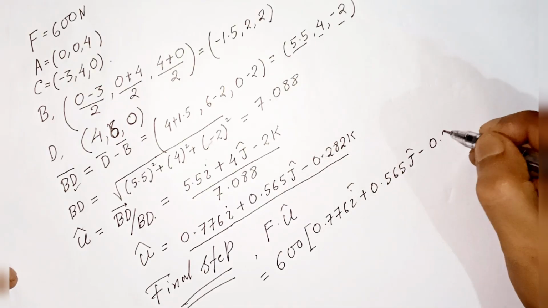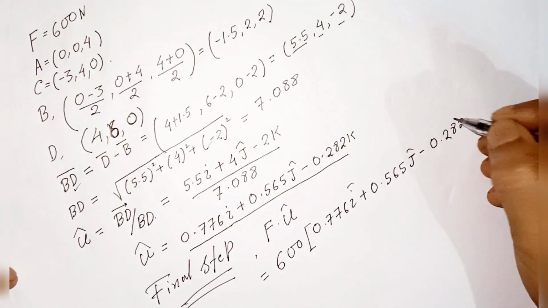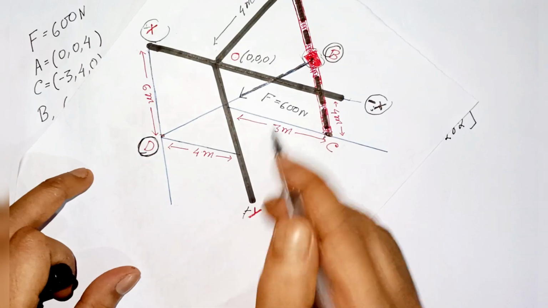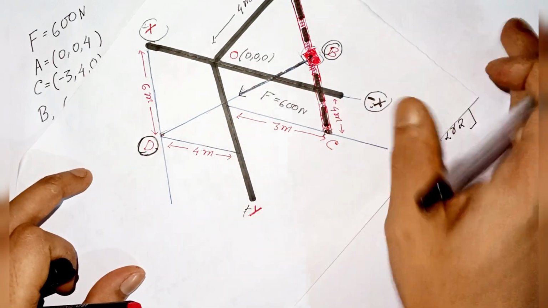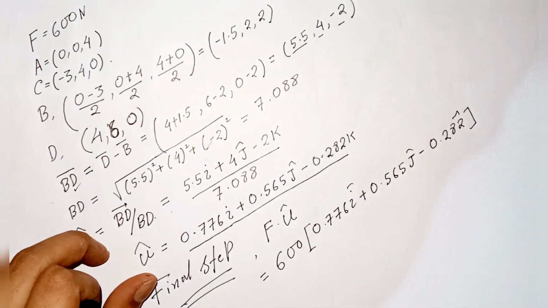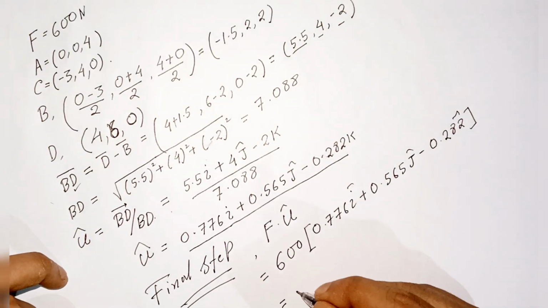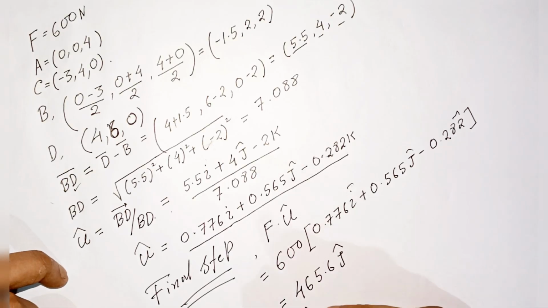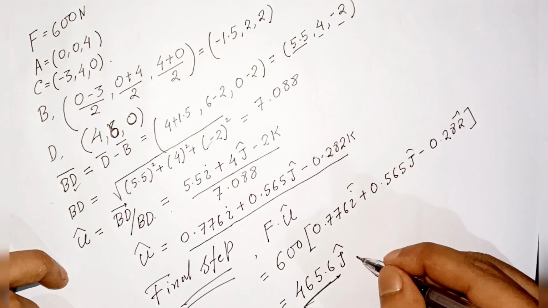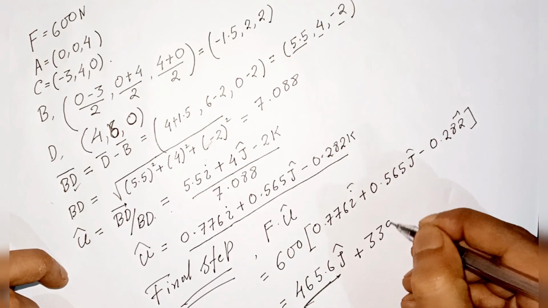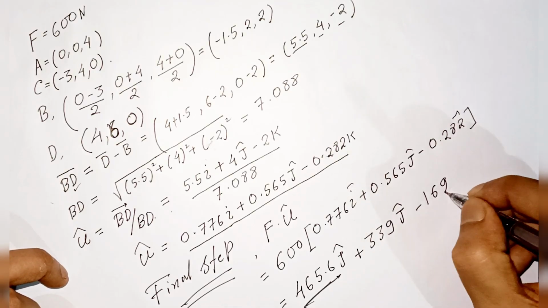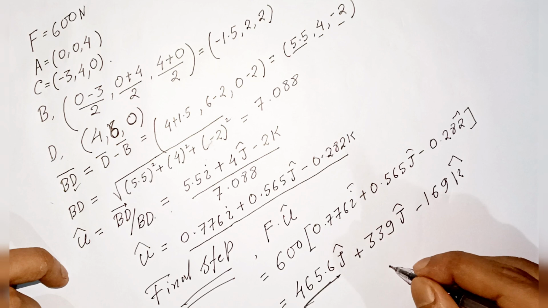Maximum everywhere on YouTube is doing this calculation wrong, but my calculation is exactly right, proper, clean. If you calculate and simplify this, the answer that pops out is 465.6 I cap. This is the real answer. In other YouTube videos I am watching, they get 475.6, which is wrong. Original answer: 465.6 I cap plus 339 J cap and minus 169 K cap.